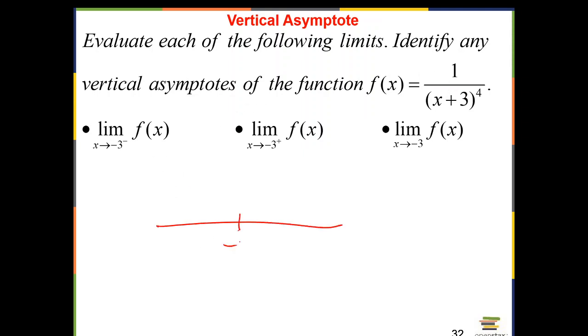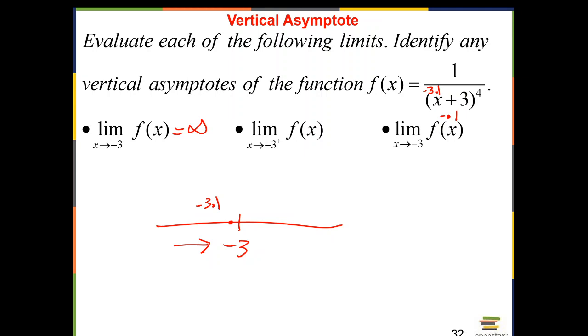So here is -3, and this limit is from the left. So we're going to pick a number really close to negative 3. Let's say negative 3.1, and then we are going to substitute it here for x. Negative 3.1 plus 3 is negative 0.1, and negative 0.1 to the fourth power is a positive number. So I know this goes to infinity, but what infinity? Positive. So this is positive infinity.